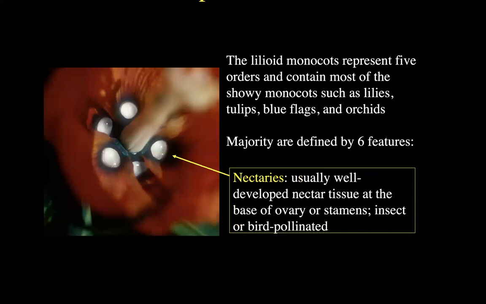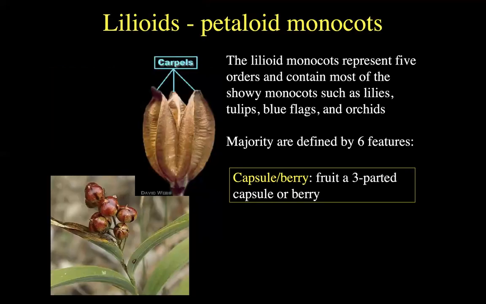Nectaries. This is a close-up view inside of a tulip, which I know some of you saw. That could be a localized region of the base of the stamens or the ovary that is exuding simple sugars, right? Many lilioids have these, and they are indicative of insect or bird pollination. So very common in this group.